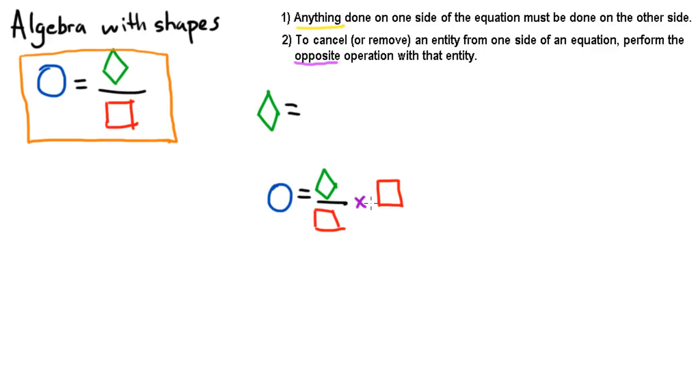And then I'm going to use the first principle. If I'm doing anything on one side, I got to do it to the other. So I multiplied by the red square on the right side of the equation here. Now I'm multiplying by the red square on the left side of the equation. When I do that, you can see that anything divided by itself is 1. So I could cancel that out. And if you look, the green diamond is by itself now, which is exactly what I wanted to do.